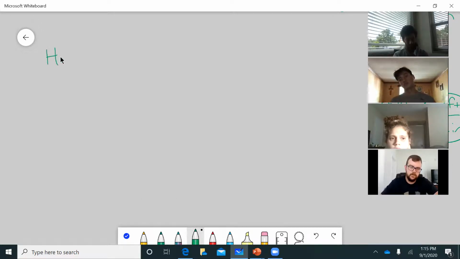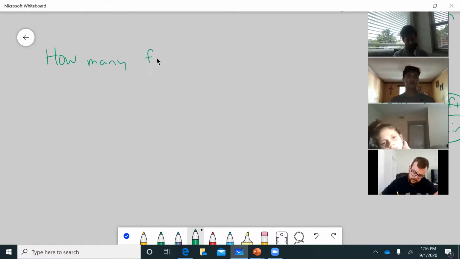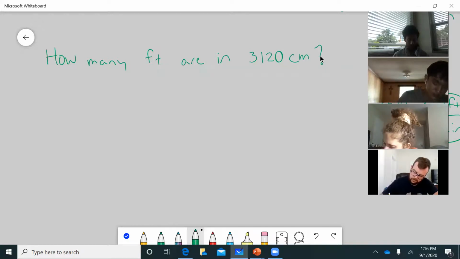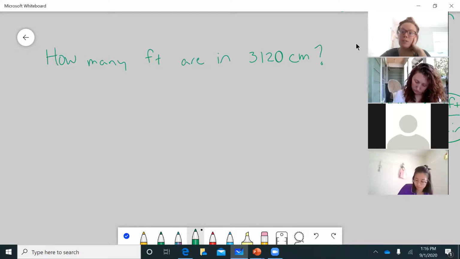So how many feet are in 3,120 centimeters? So you'll be using similar conversion factors to the last problem. This one is just going in the opposite direction. So set it up using your dimensional analysis.